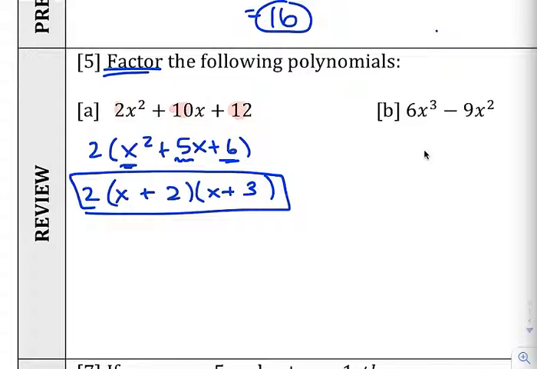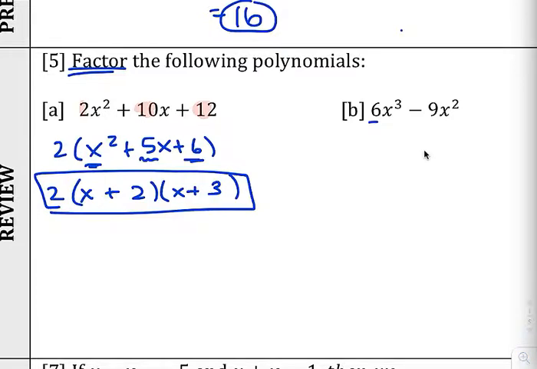This guy over here, we're going to take a very similar tactic. Again, if we notice, we have a 6 and a 9 as coefficients. Those are both divisible by 3, so I can rip out a 3 out of both terms. Also, please notice that we have an x cubed and an x squared, which means they both contain an x squared. And so I can build back a multiplication problem.